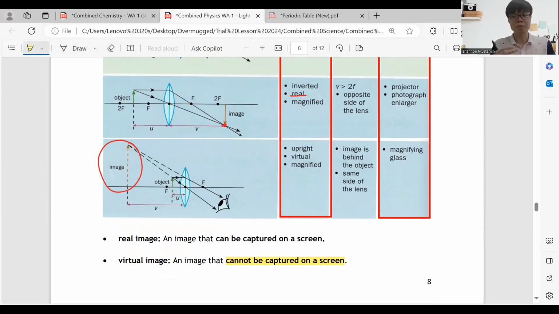For example, when you look inside the mirror, your reflection cannot be captured elsewhere. Only when you look at the mirror can you see it. Unlike your projector screen: you shine on the wall, shine on the TV, shine anywhere, it can be captured, because the projector image is considered a real image. So that's what real means: it can be captured on a screen. Virtual cannot be captured on a screen. The moment you have something in between you and the mirror, you cannot see your reflection anymore.